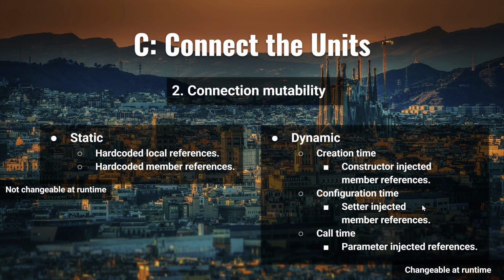The last category here is call time mutability. And basically that means that every time you call a given method or function, you get to specify at call time what other class it should be using to do its job. So you typically provide a reference to that other class as a parameter to the method or function that you are calling. This is what I call parameter injected references.